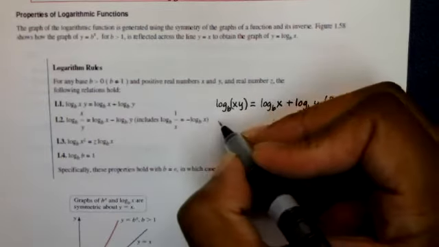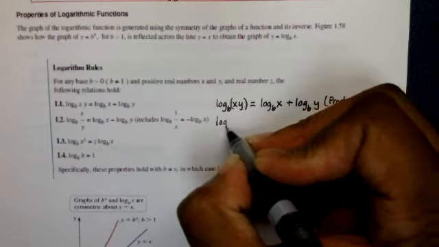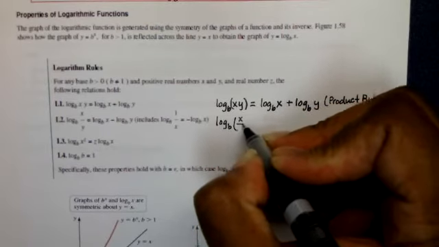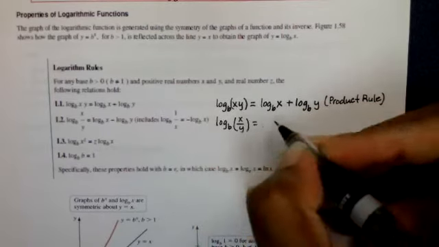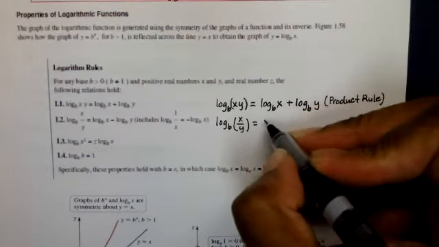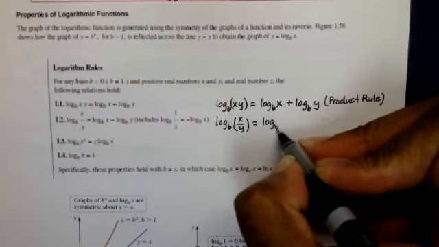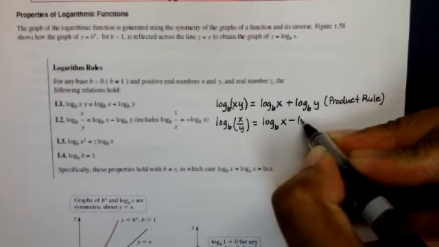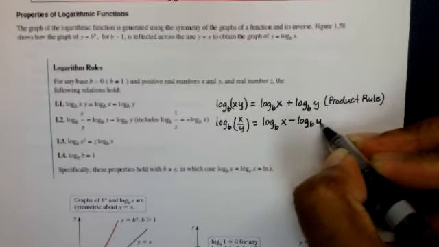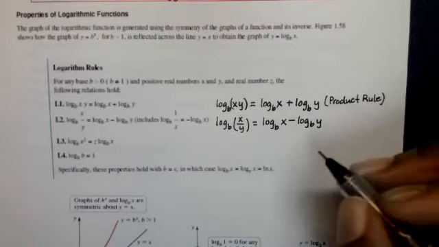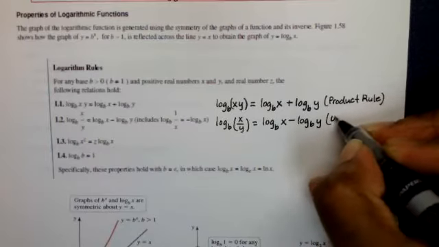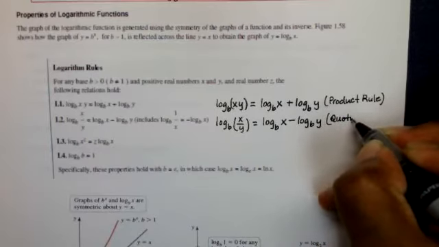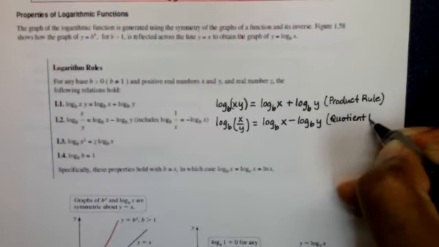And then for the second one, log to the base b of x divided by y, you've got the log of the quotient. That's going to be equivalent to the difference of the individual logarithms: log to the base b of x minus log to the base b of y. We call that the quotient rule.